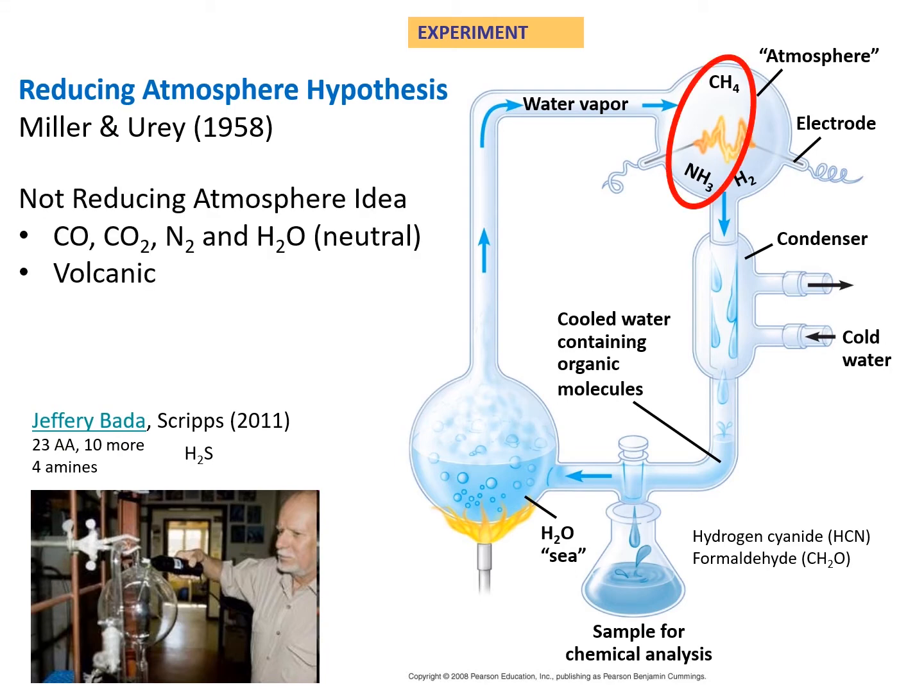And so now there's this other idea that the atmosphere maybe wasn't a reducing atmosphere because there's carbon monoxide, CO2, nitrogen gas, right, and water. Those are all pretty neutral, and we get a lot of this from volcanic activity, from volcanoes spewing all that stuff out.